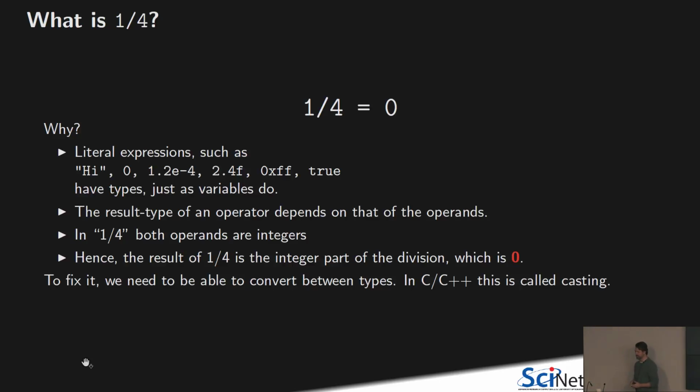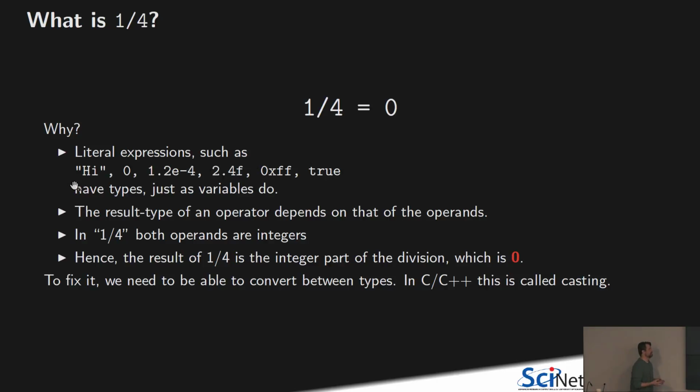The thing is, within C++, everything has a type. It's a strongly typed language, and not just variables, also literal expressions have a type. So "hi" between quotation marks has a type. It's actually a pointer to a character string. 0 has a type of an integer. This exponential notation means this is a floating point operation. True is a Boolean.